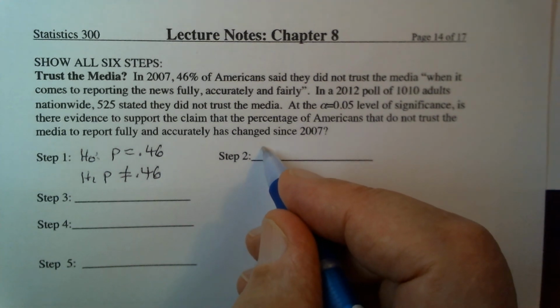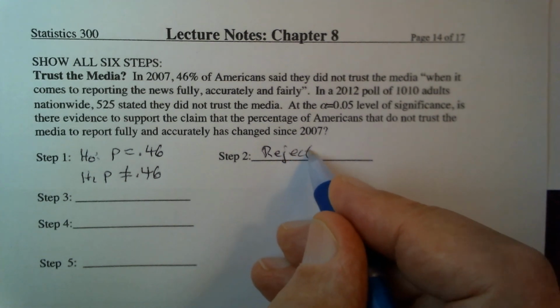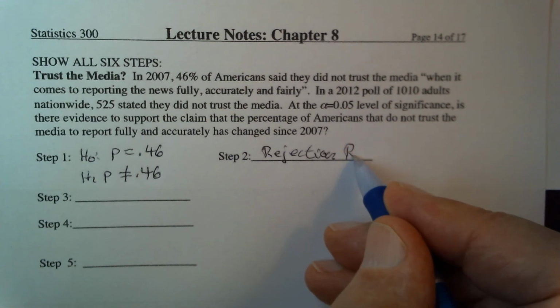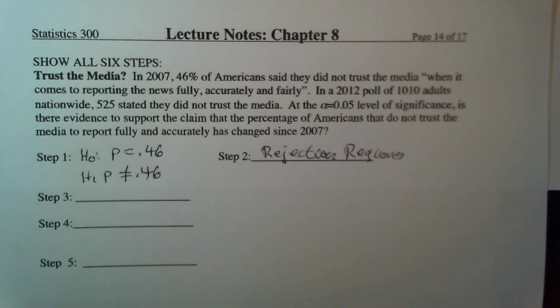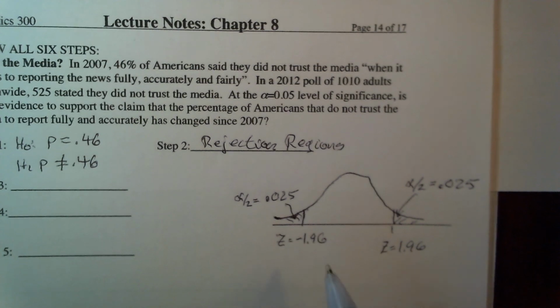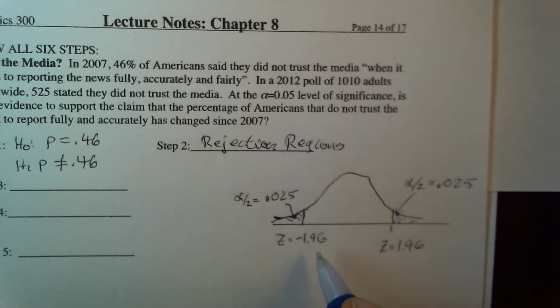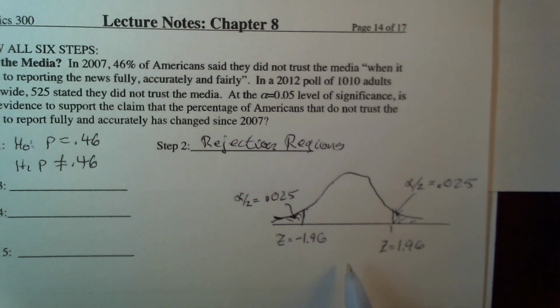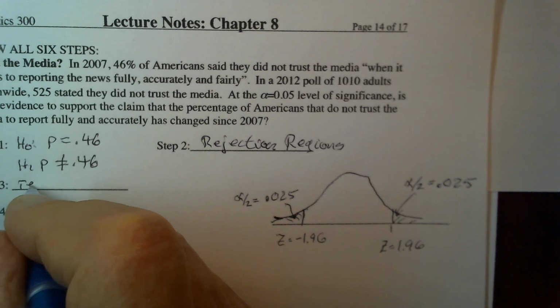So now we need to draw a sketch of the rejection region. And since it's a two-tailed test, there are two rejection regions. So here are our rejection regions, each with an area of 0.025 on the left and the right. And the corresponding z-critical values are minus 1.96 and plus 1.96. So now step 3 would be to compute our test statistic.